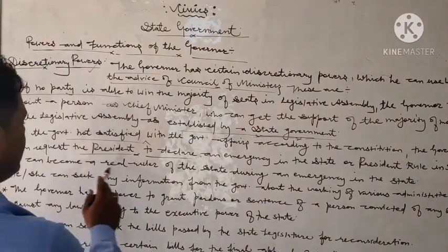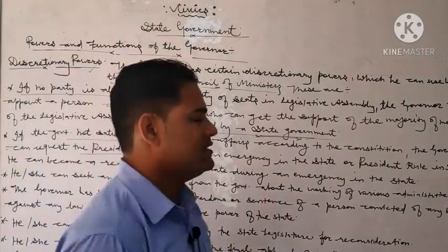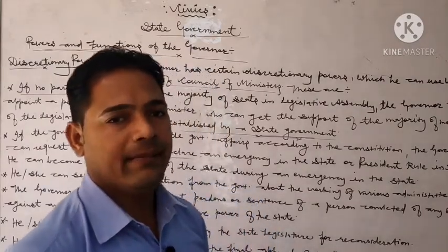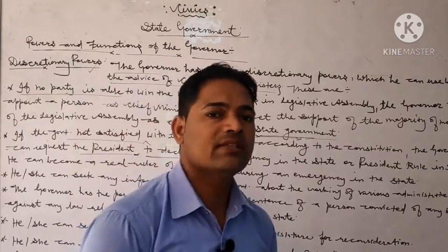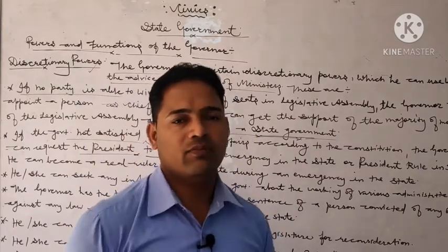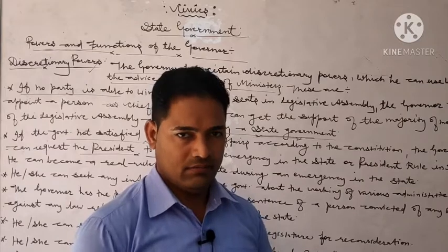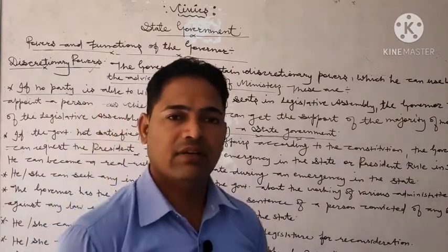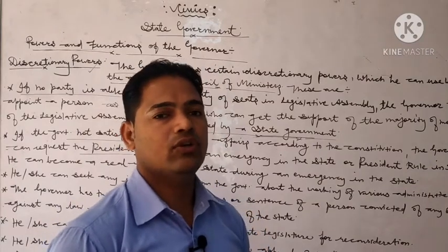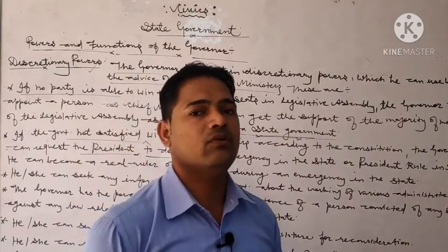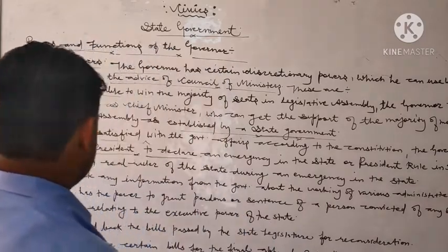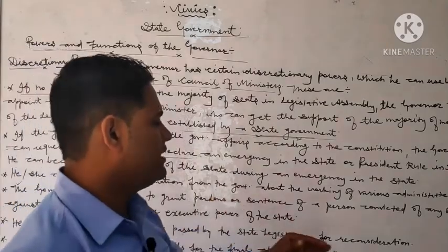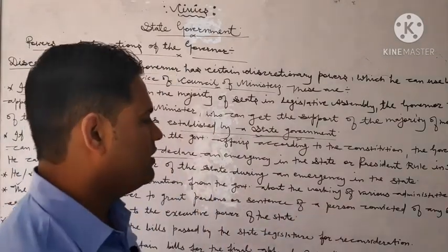Third, my dear student, he can become a real ruler of the state during the emergency in the state. When there is a state emergency, president rule is there. At that time, no other ruler is there, meaning the chief minister and council of ministers have nothing in their hand. Simply we can say all the powers are vested at that time with the governor only. And in that situation, he is going to play a vital role as a real ruler of the state, especially in the state emergency.